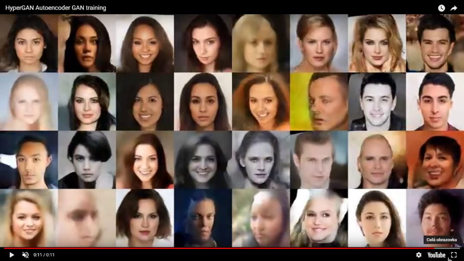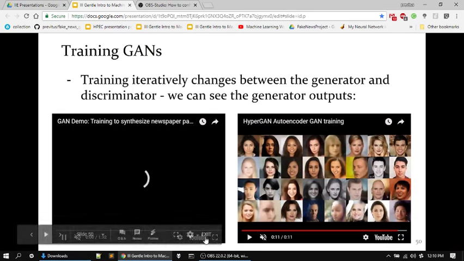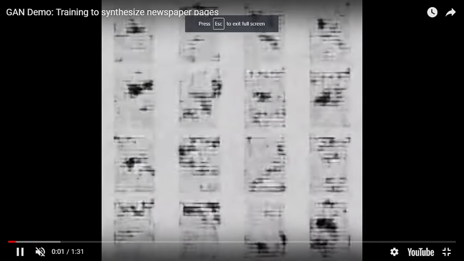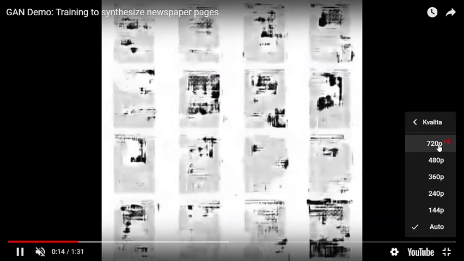So you can use the same thing to train on different types of images as well. For example, you can generate images of newspaper pages. So it starts with a bit of nonsense. It still looks a bit like nonsense, and maybe I can make it look nicer.